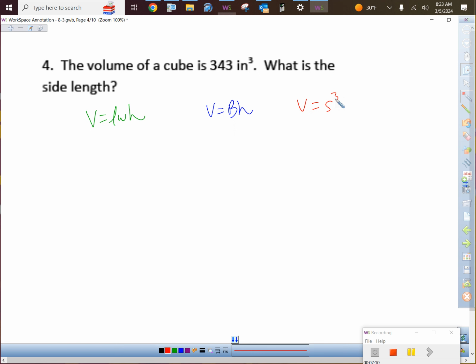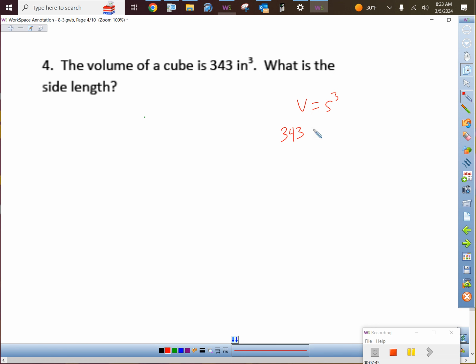Which one of those formulas do you feel is the best one to use in this case? Yeah, we got to use the most specific formula, because watch this. If I put 343 in for volume right here, 343 equals, oh my God, there's 3 stinking letters right there. I don't know them all, right? So I want to just have one variable left. So we want to use volume equals side cubed.